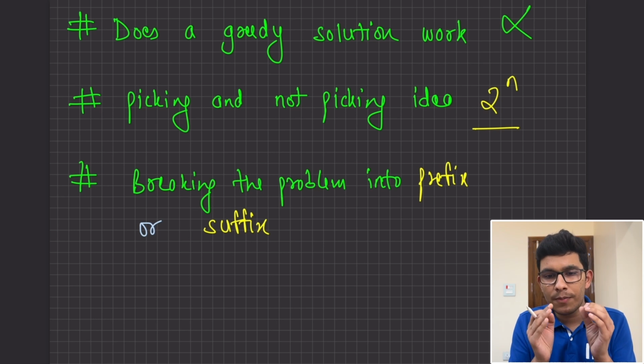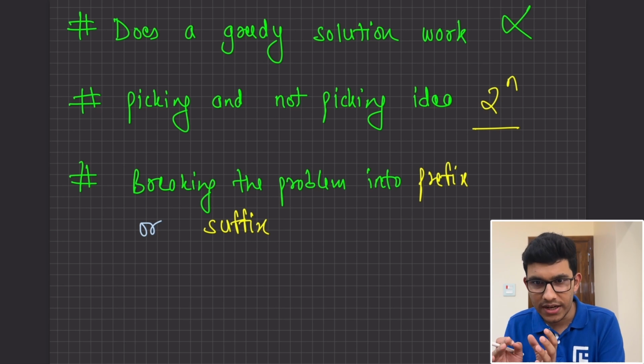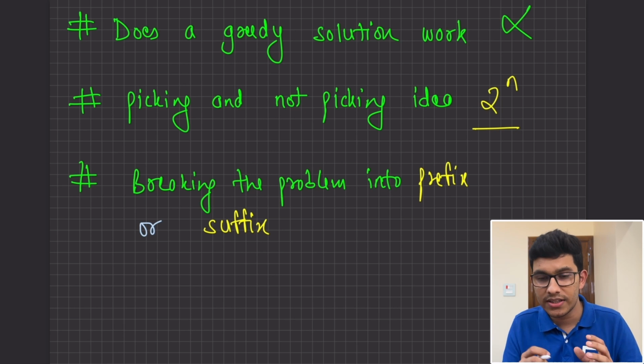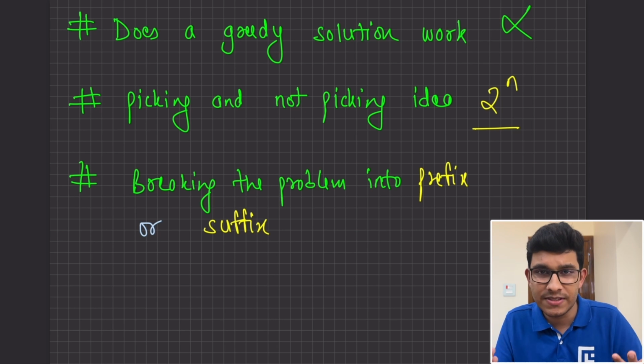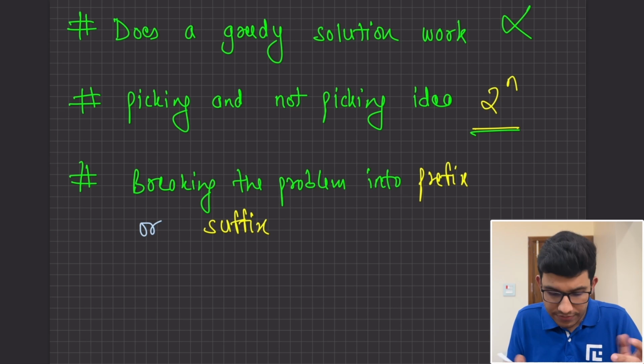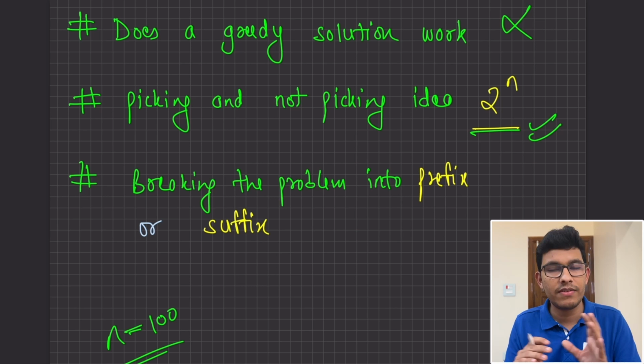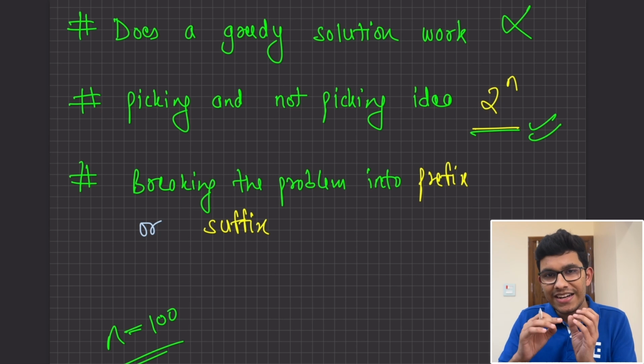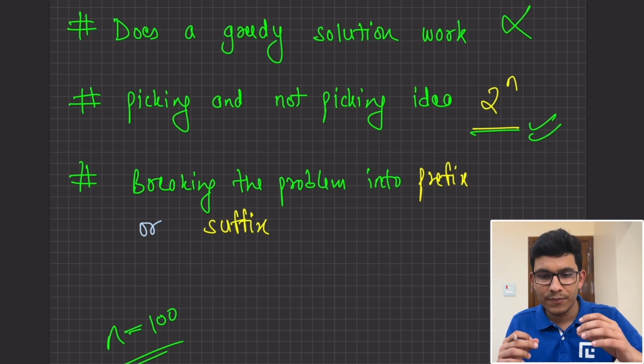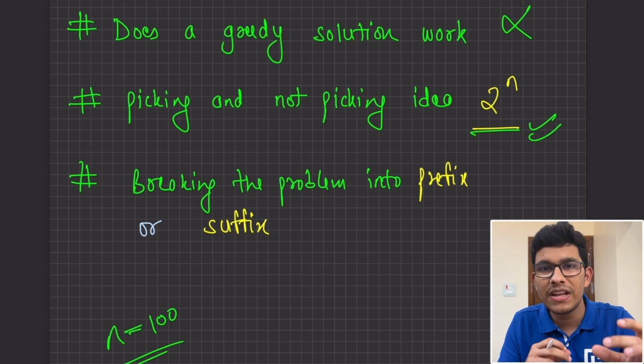Secondly, we are concerned about picking and not picking. Got it? Which gives us the idea that there are 2 to the power n different subsets, or 2 to the power n different possibilities. And clearly, even if n is equal to 100, this number would be just huge. We will not be able to solve it. Correct? And secondly, we also looked at this idea of breaking the problem into a prefix.